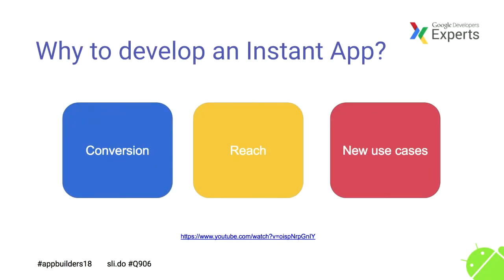So, why should we develop an instant app? The first one is conversion. You have users, but these users can't be mobile users, so you can make them mobile users. You can reach a new audience, and also you can try new use cases.